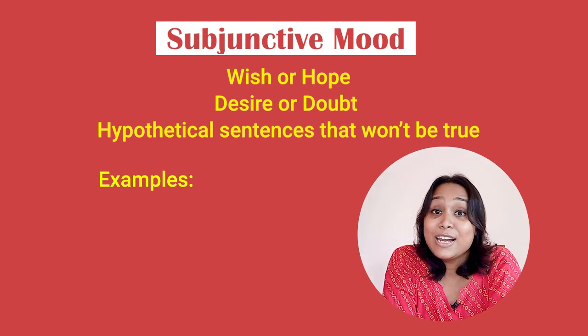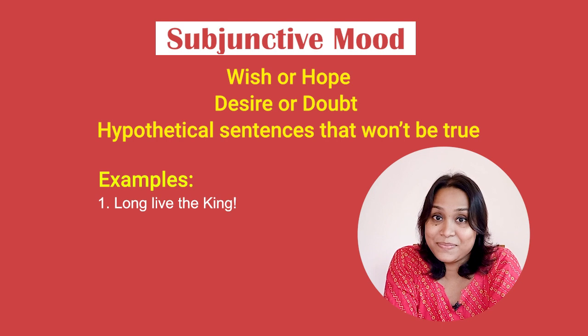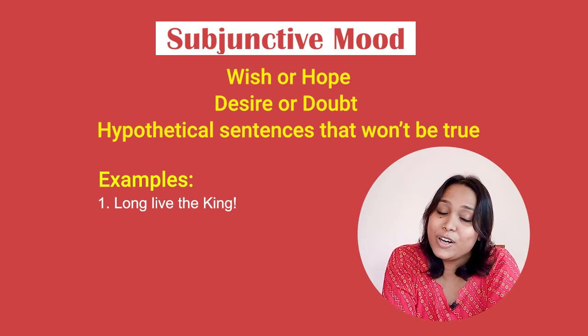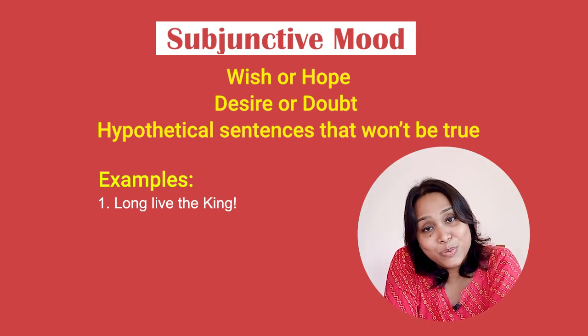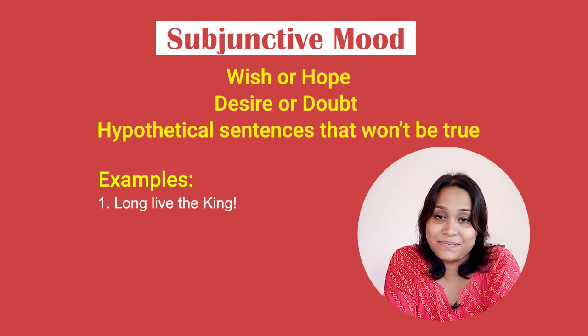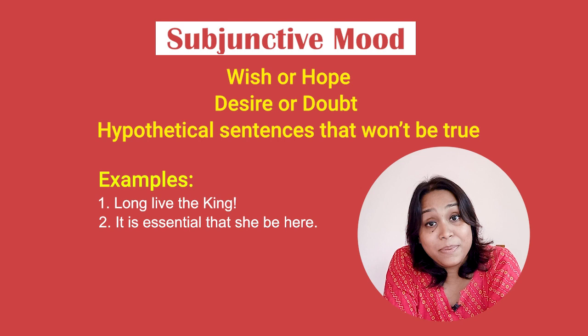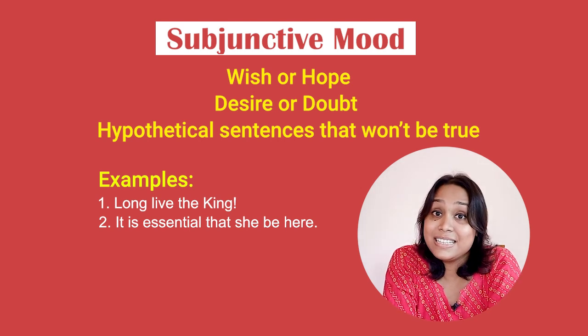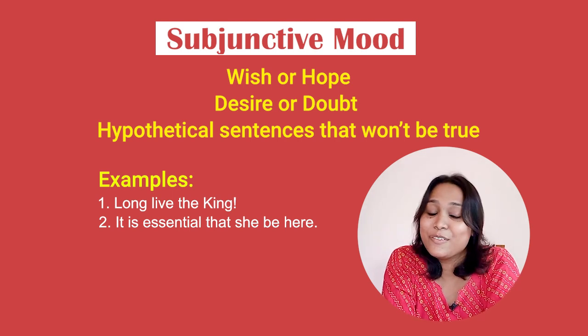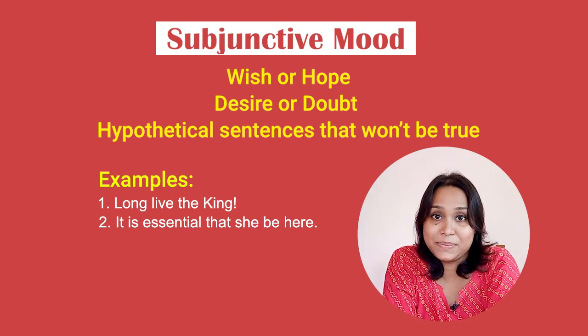Number one, long live the king. This is a wish or a hope. So here we will use subjunctive mood. Next, it is essential that she be here. It is a desire that it is necessary for her to be present here. So it will be of subjunctive mood.